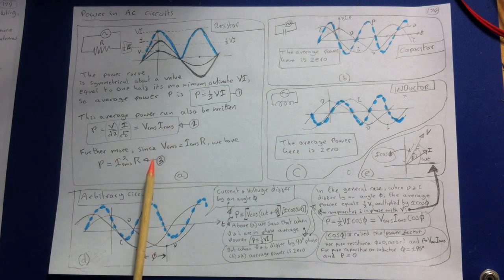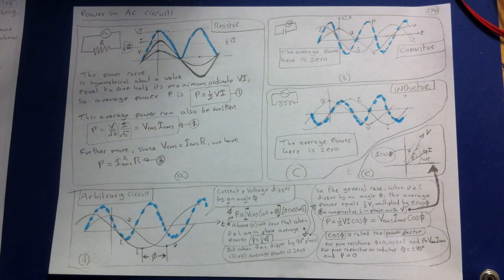This equation here and this equation here have the same form as those for a DC circuit. So that's quite useful. We can now just treat the RMS values as though they are values for a DC circuit, so you can see they're completely equivalent.